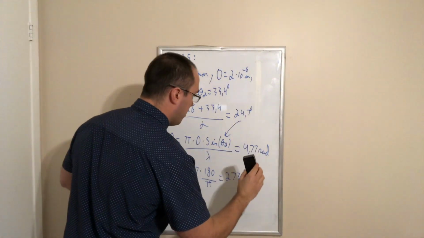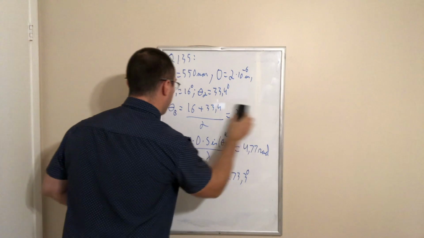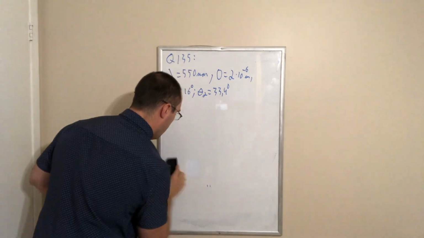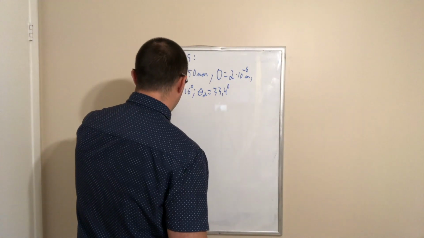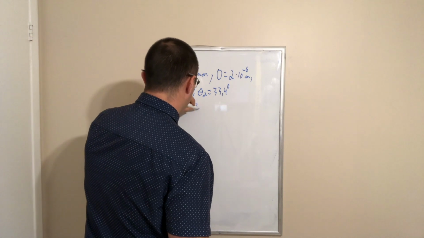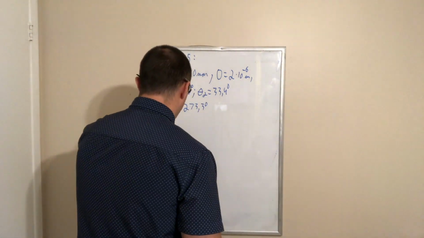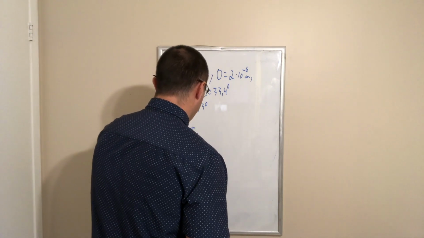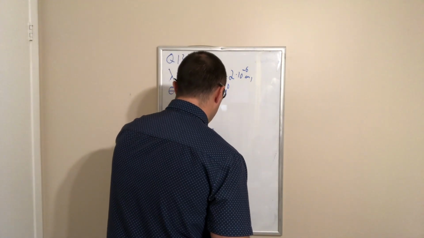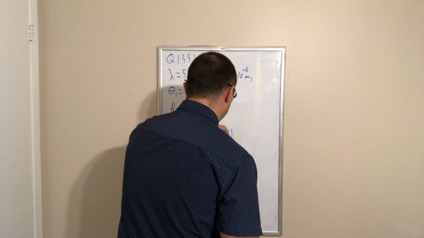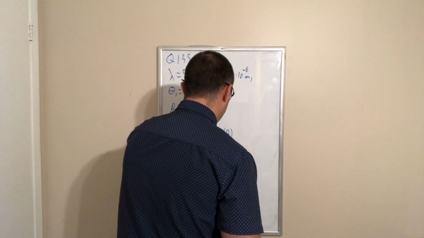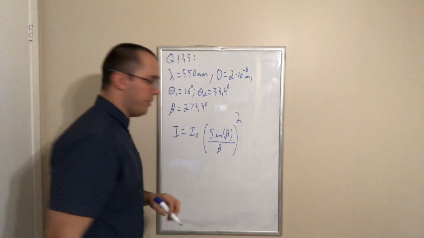We will need the angle and this side. So beta, 273.3 degrees. We need to use this formula. Intensity is equal to the intensity of the central maximum, times sine of beta divided by beta, and square of this answer.